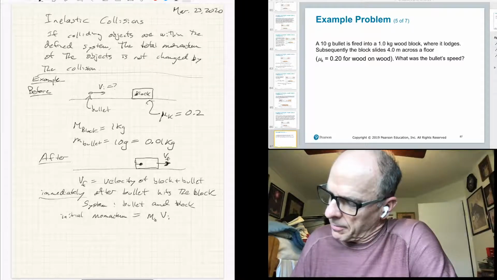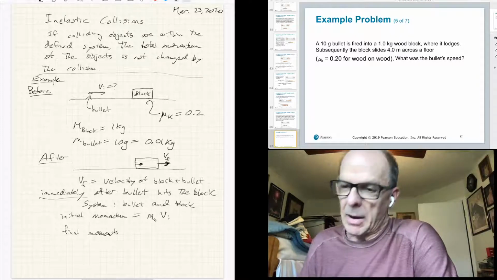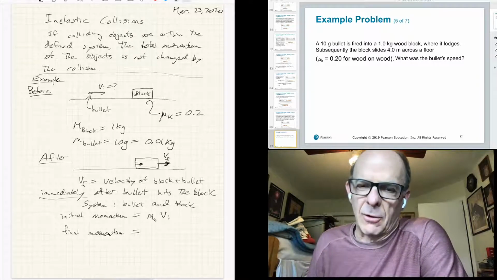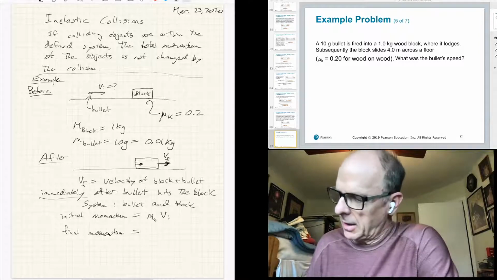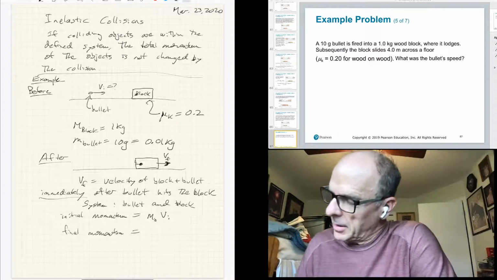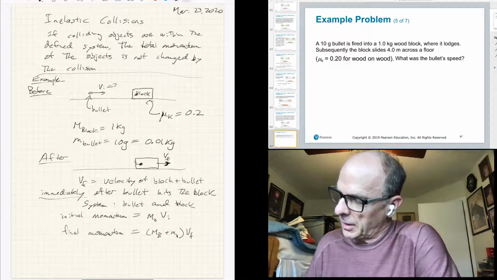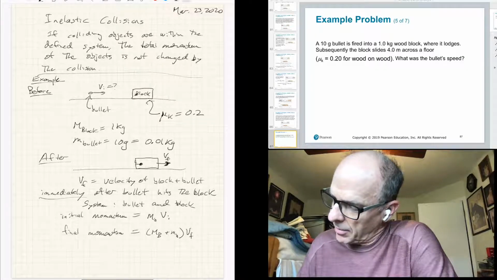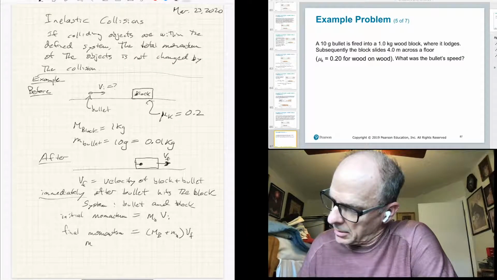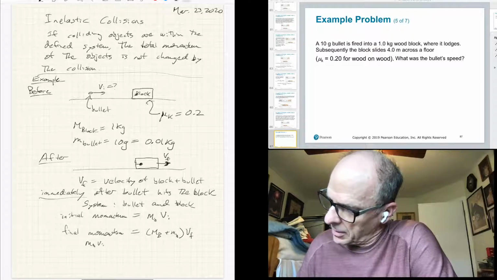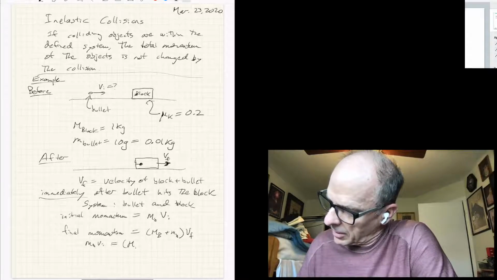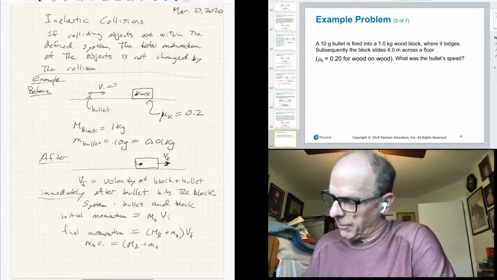My final momentum, and by final, I mean before external forces are acting on it, okay? It's going to be the same number, but that is now the mass of the block, big M, big B, plus the mass of the bullet, little m, little b, times this thing I'm calling VF. So those two things have to be equal. So I have m_b times VI equals (M_B plus m_b) times VF.